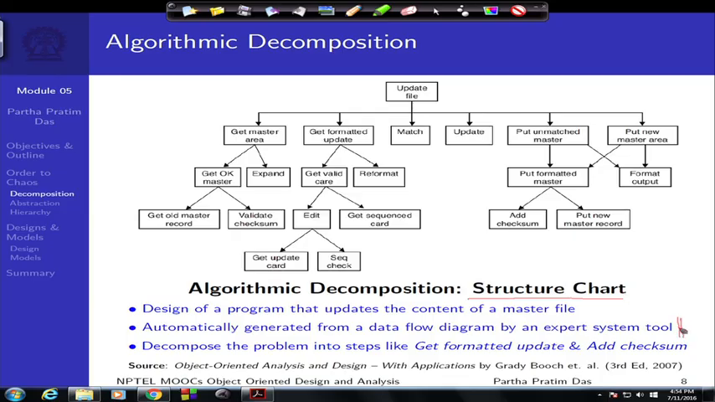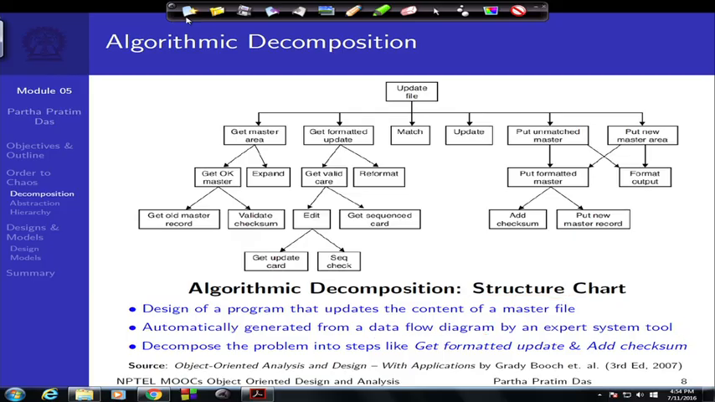So, that is interesting, because that means that quite a bit of automation can be done on this. The input was a data flow diagram. You may not right now be aware of what data flow diagrams are. Over the course of our discussions, we will also talk about data flow diagrams, but an expert system tool can take the data flow diagram, which basically says how data is going through the system, and make this structure chart of algorithmic decomposition.